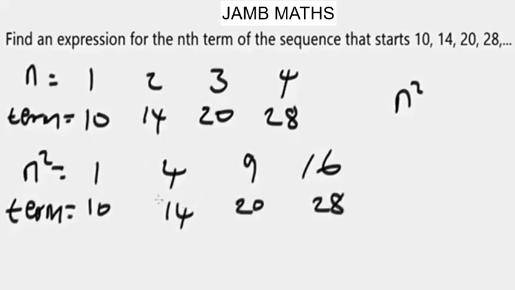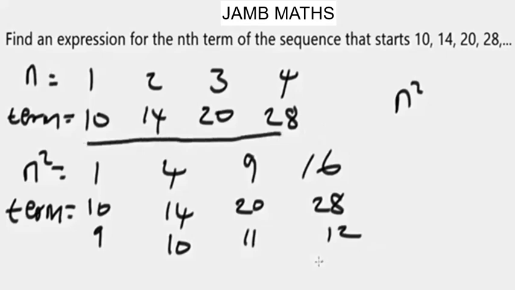Now, when you do the basic subtraction, 10 minus 1 gives us 9, 14 minus 4 gives us 10, 20 minus 9 gives us 11, 28 minus 16 gives us 12. Remember, we want an expression such that when you plug in the respective values of n, you get back each of these terms.